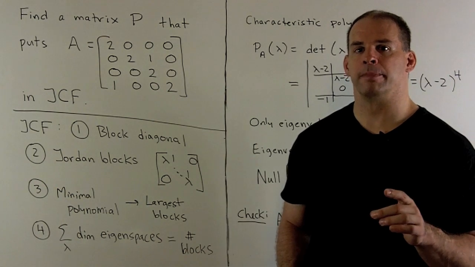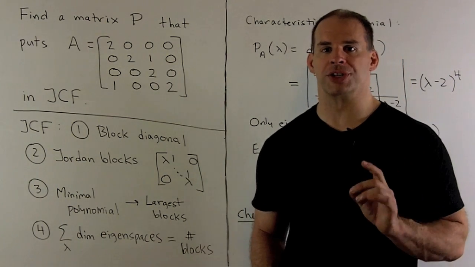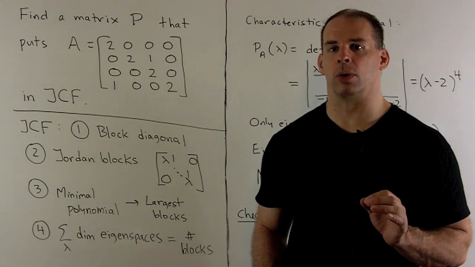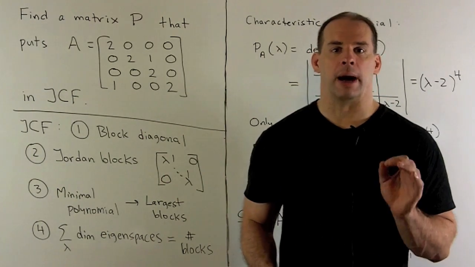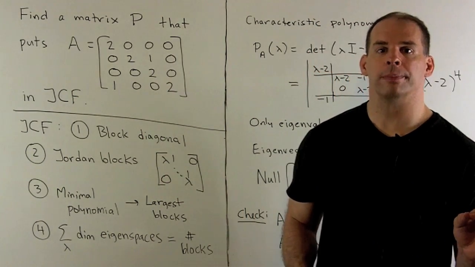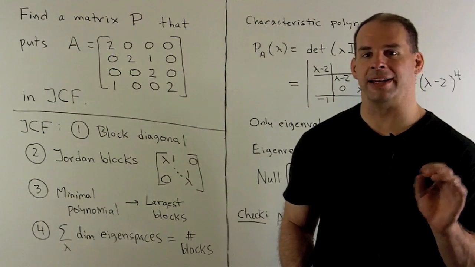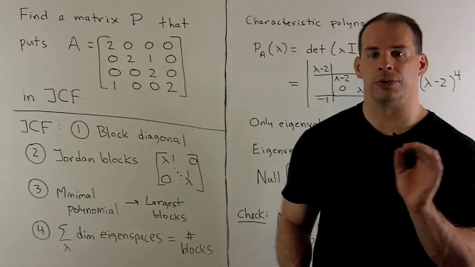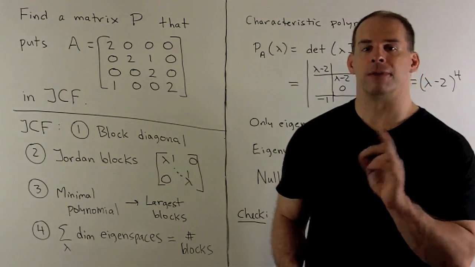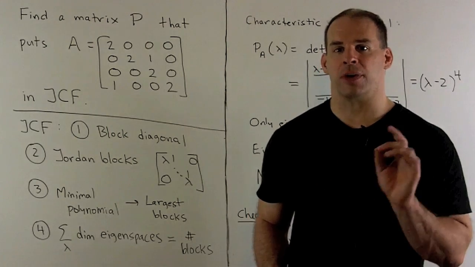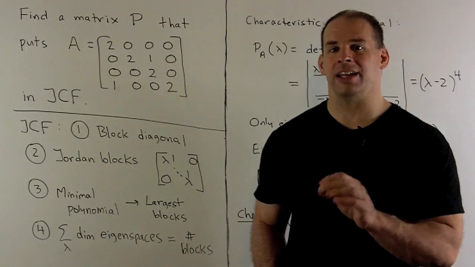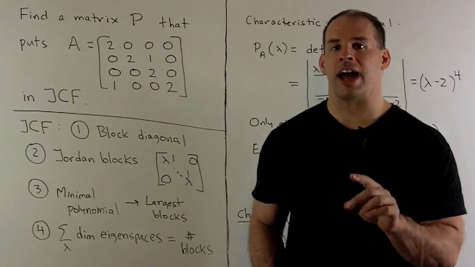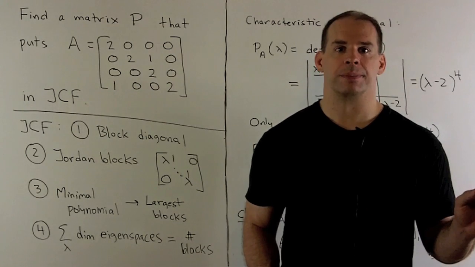Find a matrix P that puts the following 4 by 4 matrix A in Jordan canonical form. Now, when do we use Jordan canonical form? If we try to put A in diagonal form, two things can go wrong. First, the eigenvalues for A might not be in our field of interest. Then, even if they are, it could turn out there's not a basis of eigenvectors.